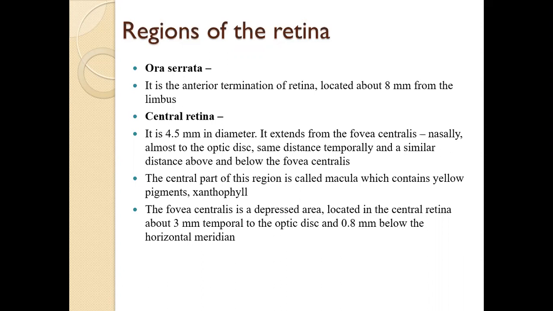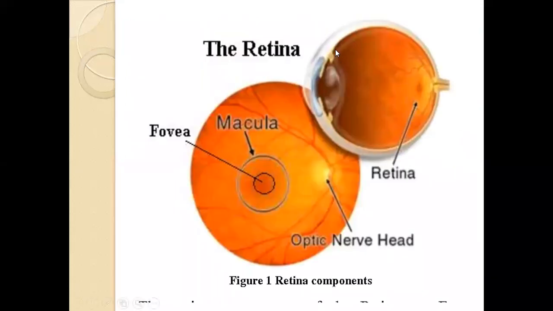It is the anterior termination of the retina located about 8 mm from the limbus. 8 mm from the limbus. I'll show you the picture. Okay, just a second. Yes. So this is the limbus, the ora serrata region, the extreme periphery, where the retina actually starts. So the limbus is here, and this distance is 8 mm.